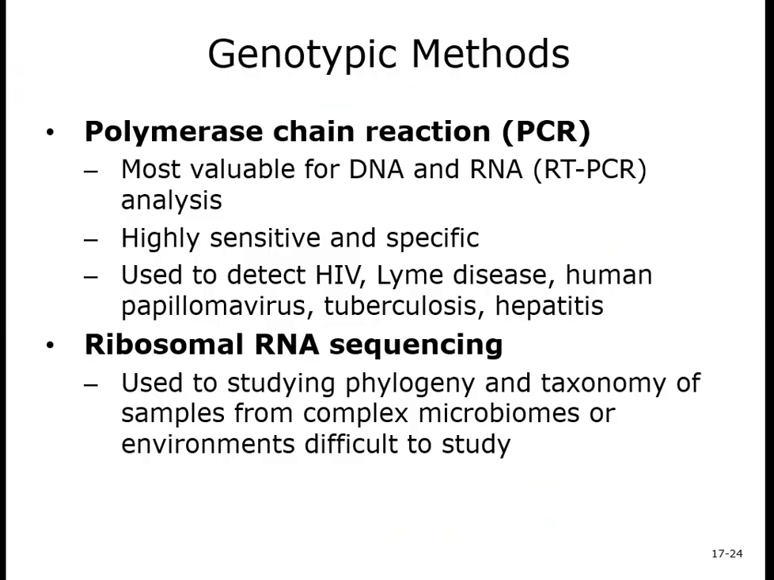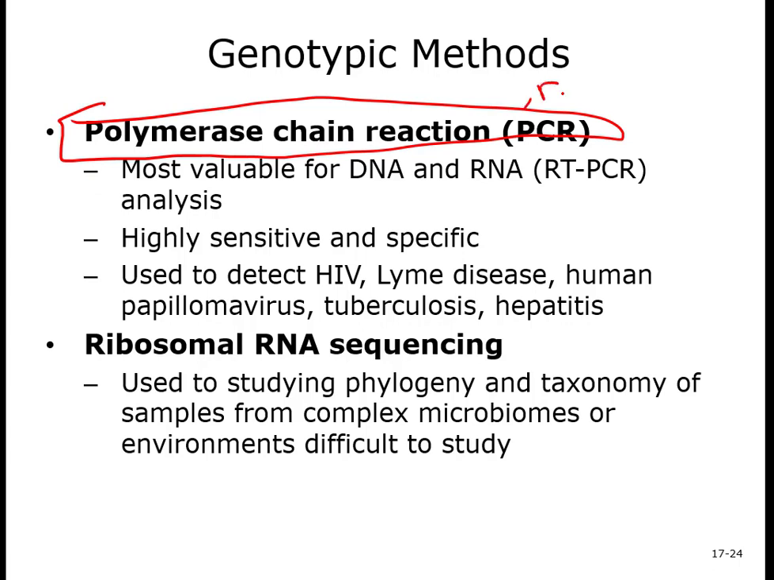Now, by far, the most commonly used genotypic method, for sure, is polymerase chain reaction, or PCR. So PCR is used for DNA, and what it does is it amplifies or replicates, makes many copies of a very specific section of DNA. Similar to PCR, it amplifies DNA. We could also amplify RNA. If we're using RNA, we would use RT-PCR, or reverse transcription polymerase chain reaction.